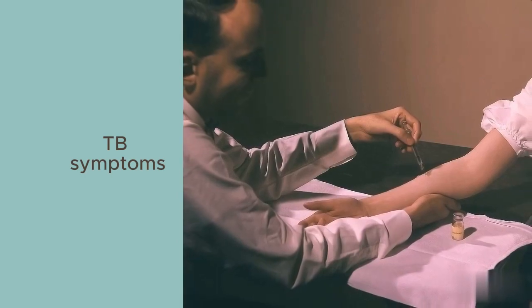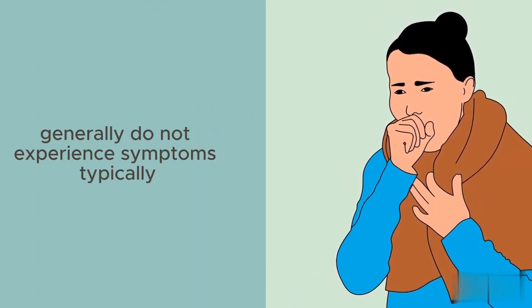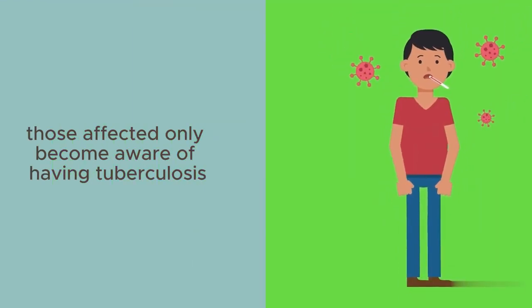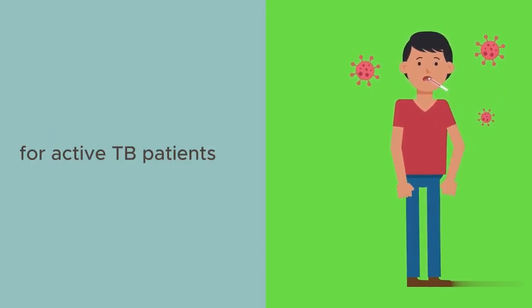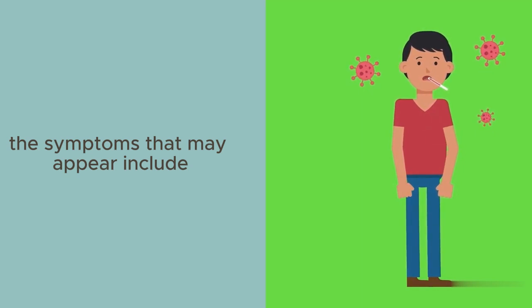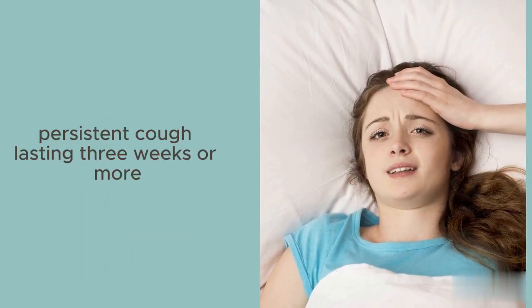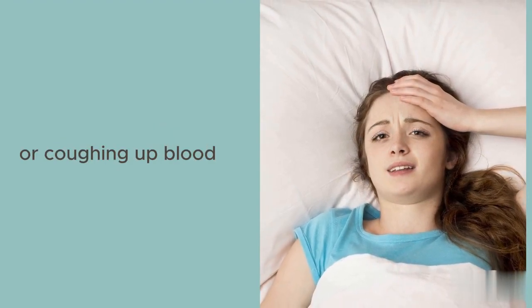TB symptoms. In latent TB, individuals generally do not experience symptoms. Typically, those affected only become aware of having tuberculosis after undergoing examinations for other illnesses. For active TB patients, the symptoms that may appear include persistent cough, lasting 3 weeks or more. Cough usually accompanied by sputum or coughing up blood.